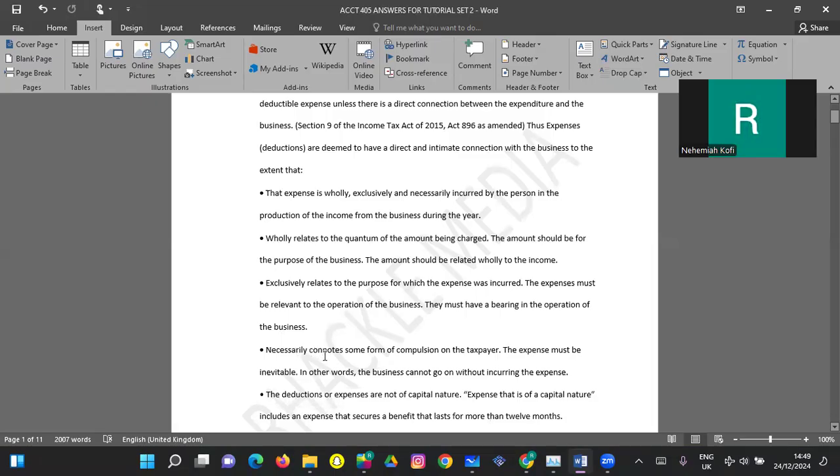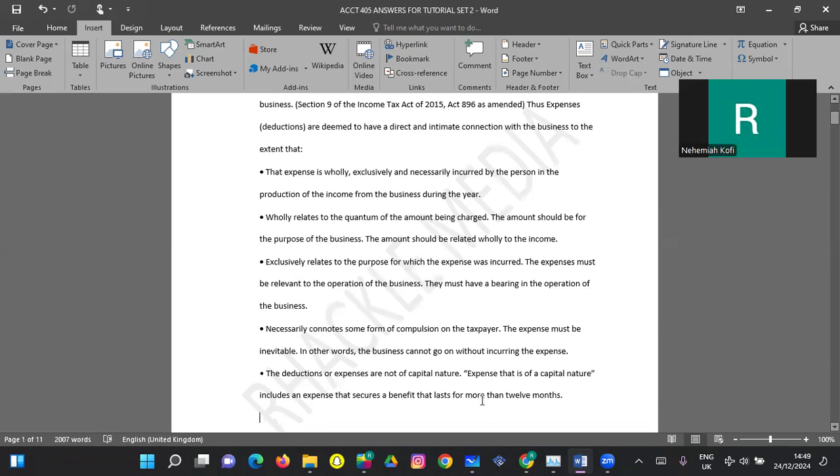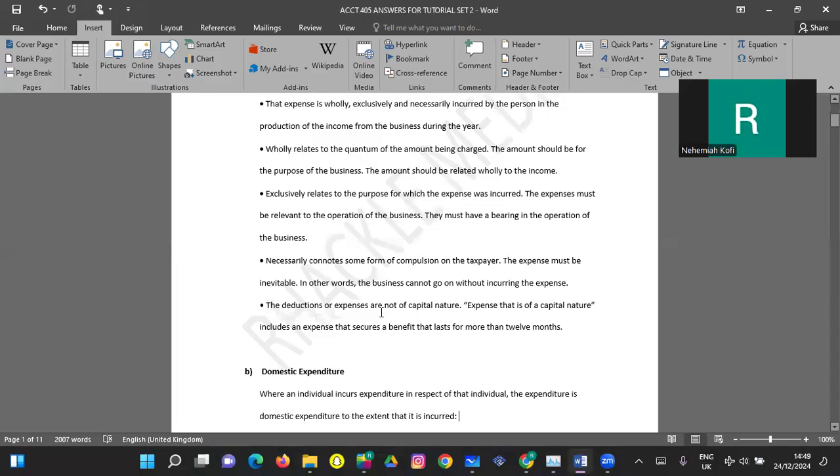Necessarily connotes some form of compulsion on the taxpayer. The expense must be inevitable. If you don't do that thing, you wouldn't be able to sleep, maybe. In other words, the business cannot go on without incurring the expense. Basically, the deductions or expenses are not of a capital nature. We spoke about some expenses that are of a capital nature, like buying fixed assets or doing a signboard advertisement that will last more than 1 year. They are all of a capital nature.